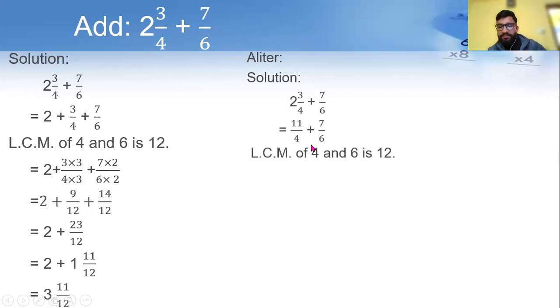Find the LCM. You know this, right? And make both denominators the same. For 4, by which number do you have to multiply to make it 12? For the first fraction, by which number do you have to multiply in numerator and denominator? Tell me.